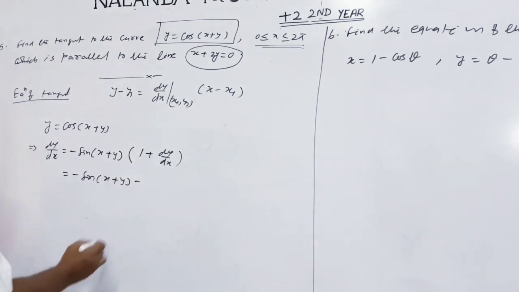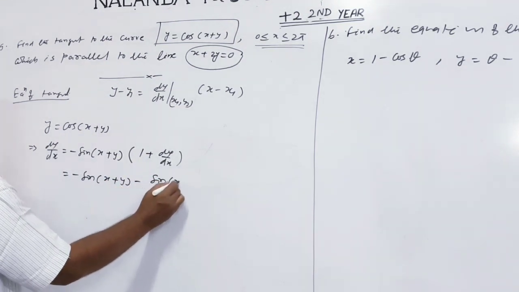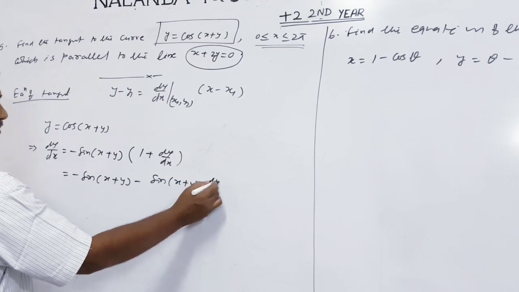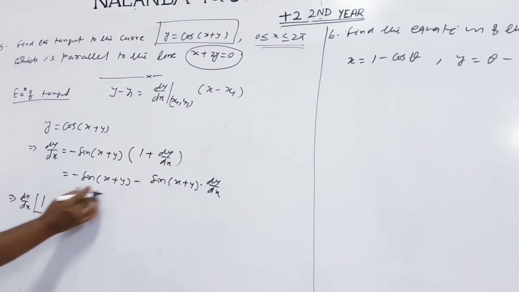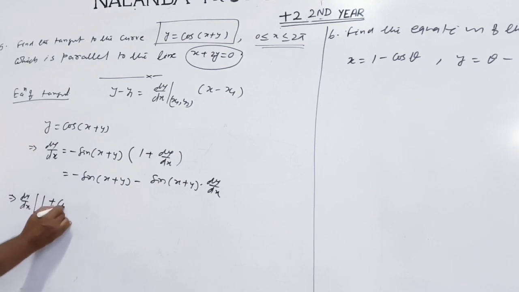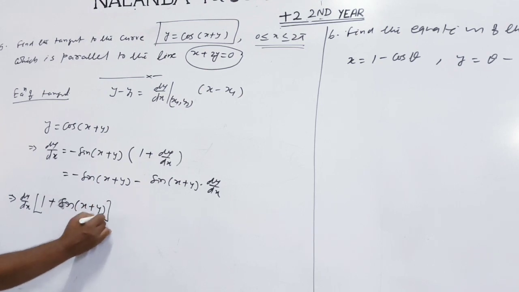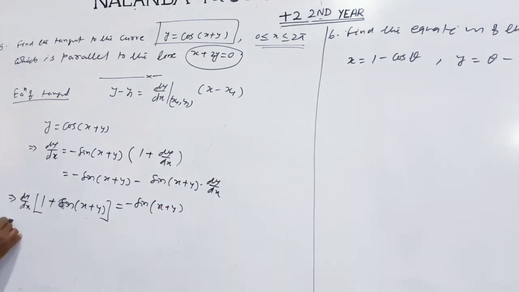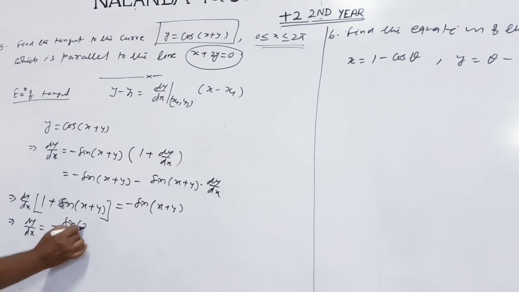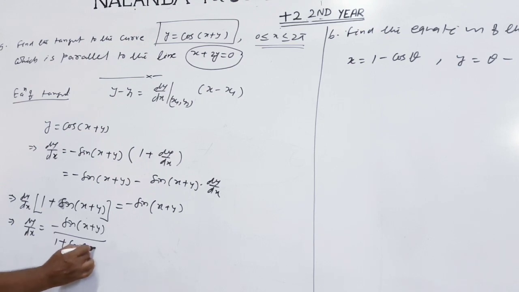or minus sine of x plus y into dy by dx. Now take out dy by dx common. Here 1 minus this side is plus sine of x plus y equal to minus sine of x plus y, or you can write dy by dx equal to minus sine of x plus y divided by 1 plus sine of x plus y.